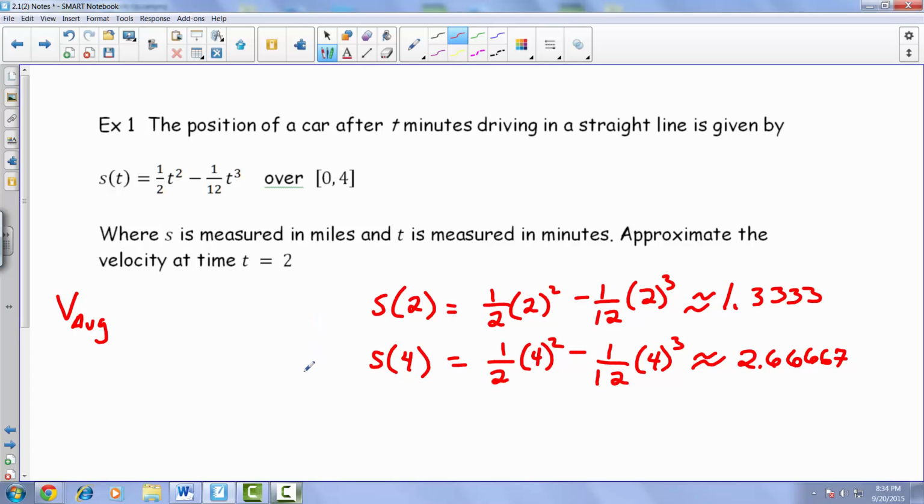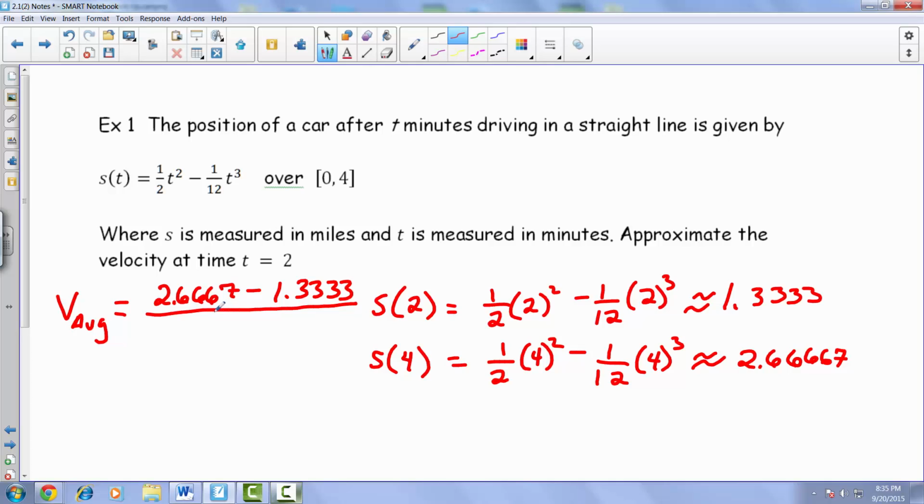Now, if we're trying to figure out the average velocity, all we have to do is subtract their y's. It's essentially finding the slope of these 2 points, happening at 2, 1.33333, and then 4, 2.66666. So you're finding the slope between these 2 points. So we end up with 2.6667 minus 1.3333, because these were the positions, our y values on top.